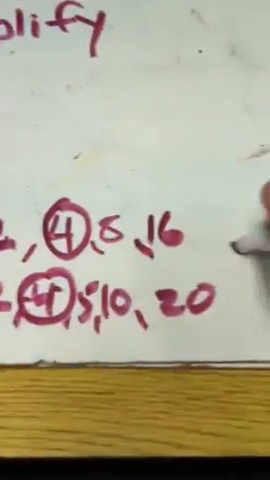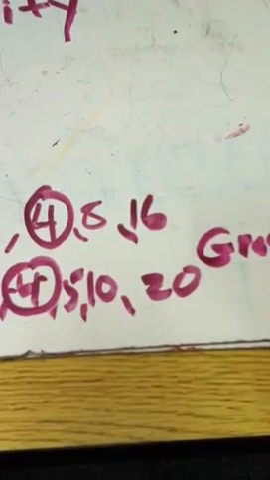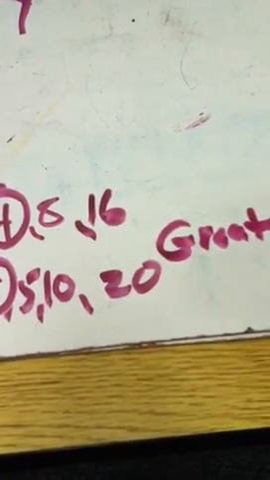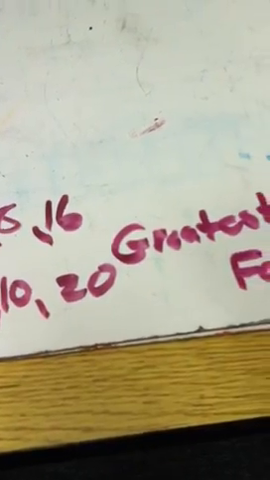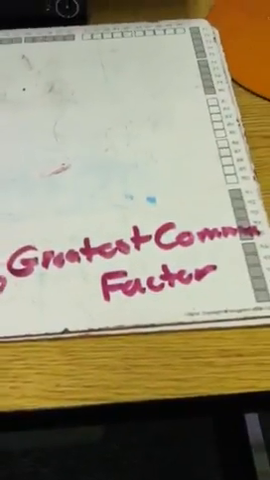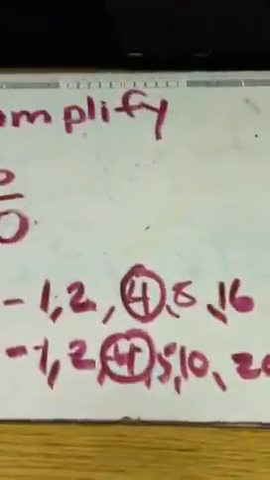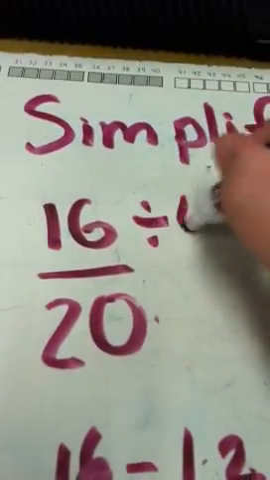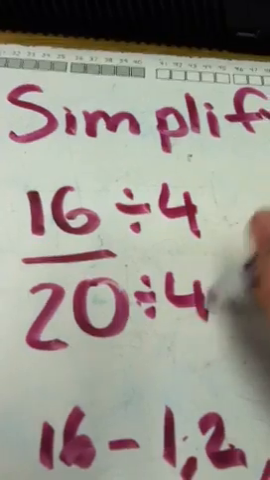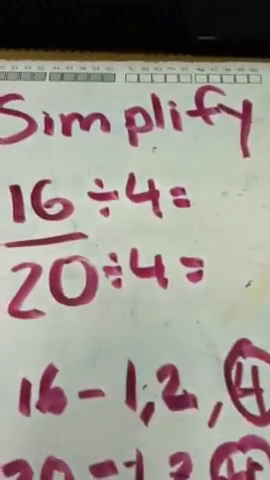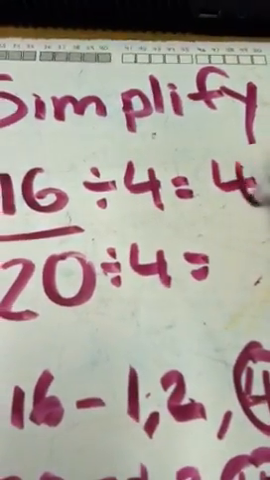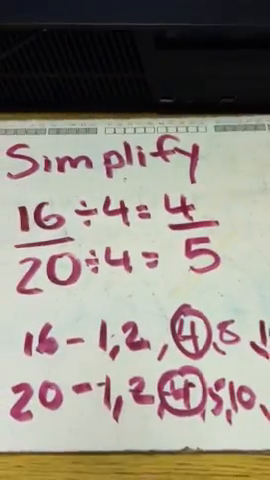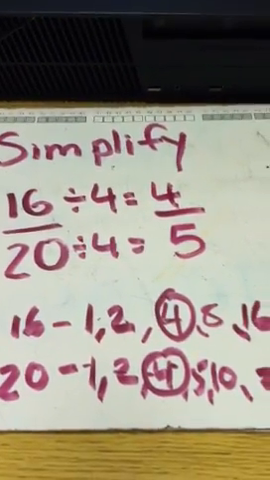That number is something called the greatest common factor. Okay, it's the greatest common factor. So if you can find that, then simplifying is going to be really easy. So I'm going to take my 16/20ths now, and I'm going to divide it by 4. When I divide it by 4, you're going to see 16 divided by 4 is 4, and 20 divided by 4 is 5. So it's going to look just like that.